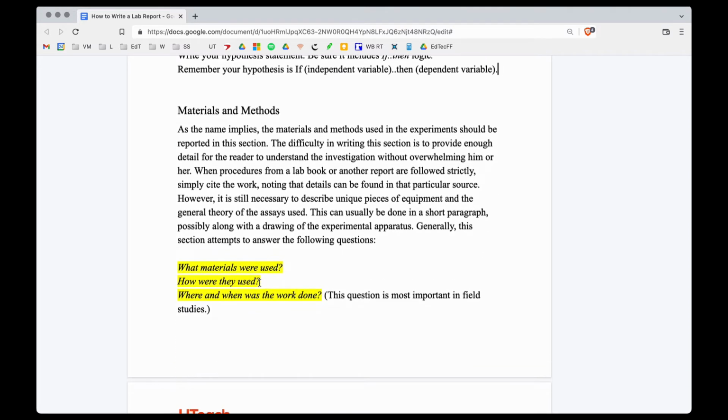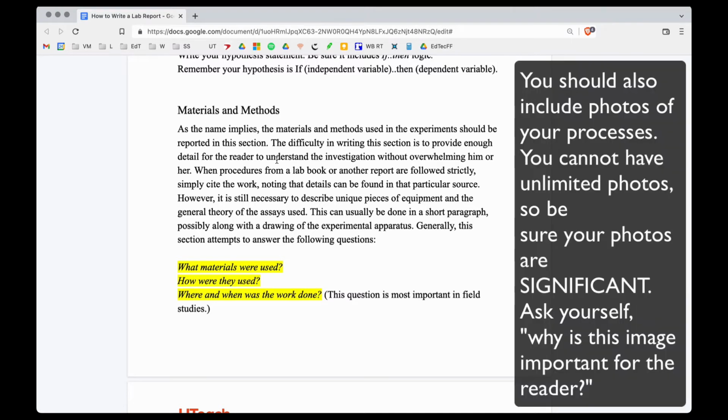Next up, let's talk about materials and methods. Okay, so for your materials and methods, it's kind of obvious what we're talking about here: materials and methods. So I want you to look at them in two different formats. First, we're going to talk about the materials, and we're going to talk about how you should write that down. And then we're going to talk about the methods and how you should write that down.